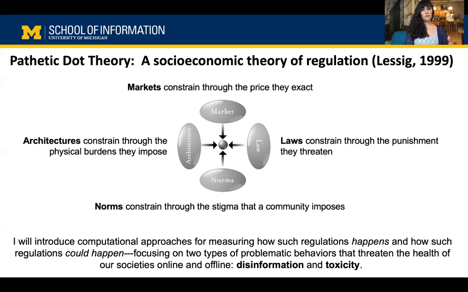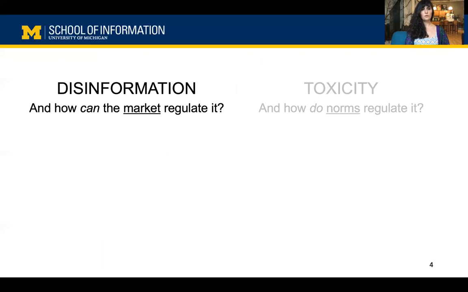I'm going to use this theory to guide you through some discussion on how to regulate two types of problematic online behavior, and these are disinformation and toxicity. So let's get started with disinformation.